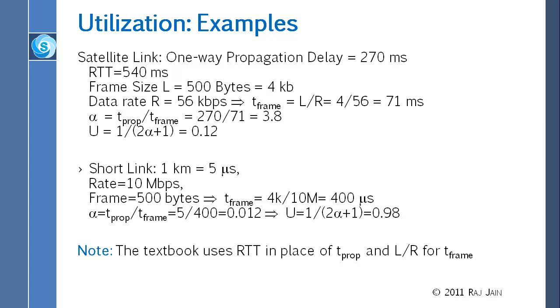So alpha, T prop upon T frame. Now this is the one way propagation delay. Remember, this is not round trip, so don't get confused here. T prop, the one way propagation delay, is 270 divided by frame time 71, so alpha is 3.8. Then U is 1 upon 2 alpha plus 1 if it is stop and wait, which gives 0.12. U is utilization, efficiency, normalized throughput, whatever you want to call it. The utilization is 12%. 0.12 means 12%.